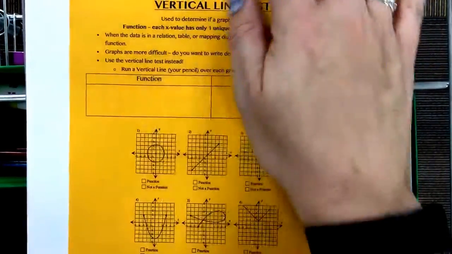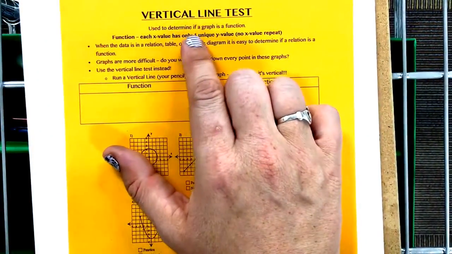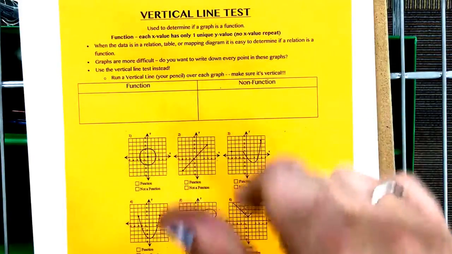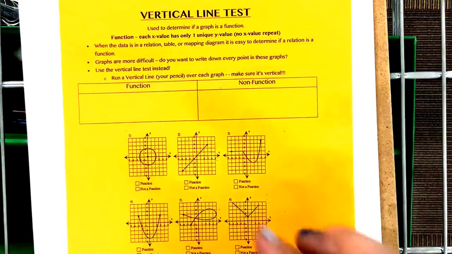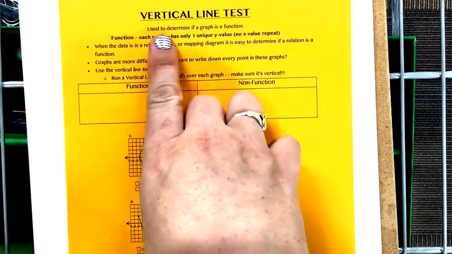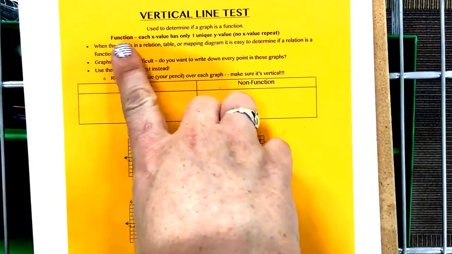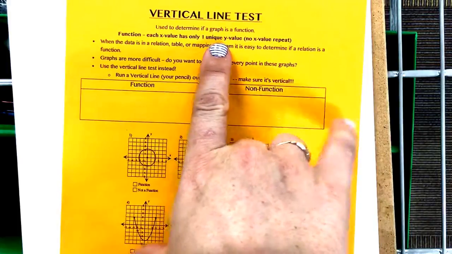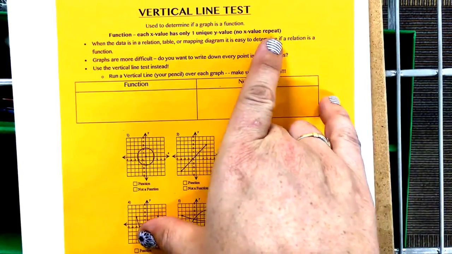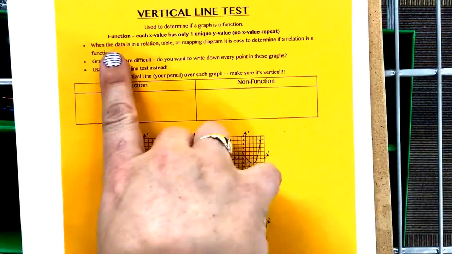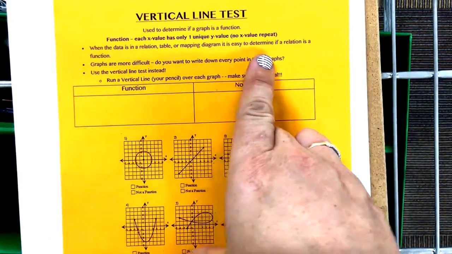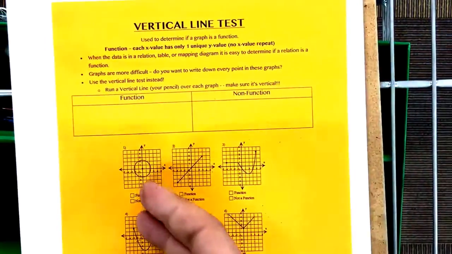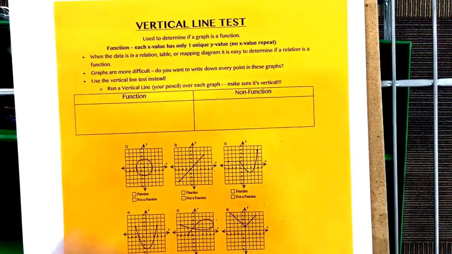So again, it says a vertical line test is used to determine if a graph is a function. So we've talked about a table, we've talked about a mapping diagram, we've talked about a set of ordered pairs. Now we're going to talk about graphs. So remember, in a function, each x value has one unique y value, meaning no x values repeat. When the data is in a relation, a table, or a mapping diagram, it's easy to determine because you just look at the x values. Are the x values all different?